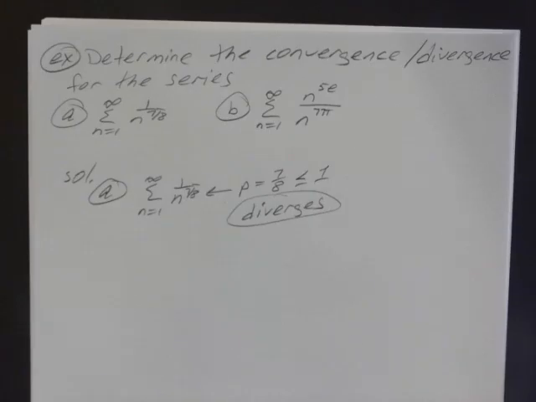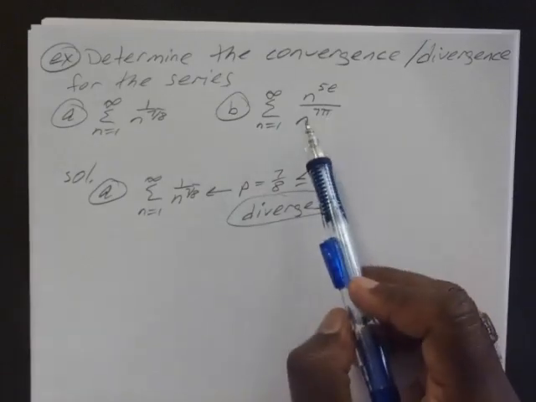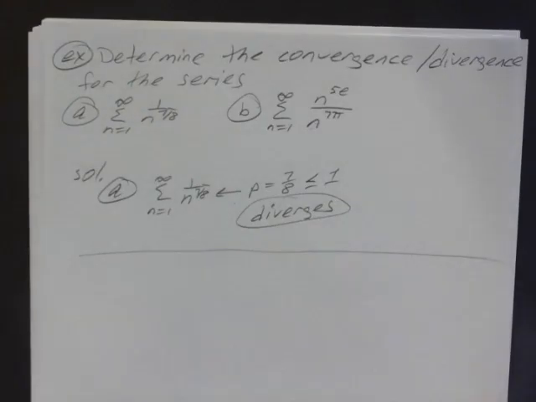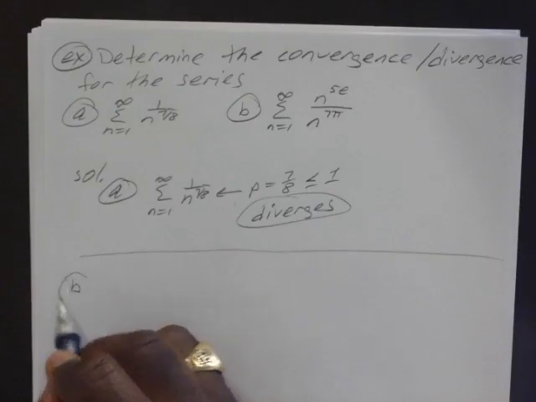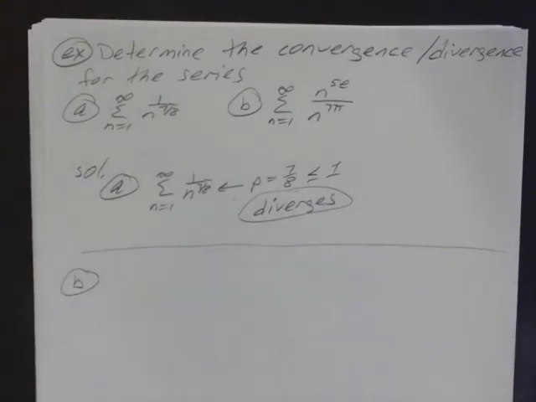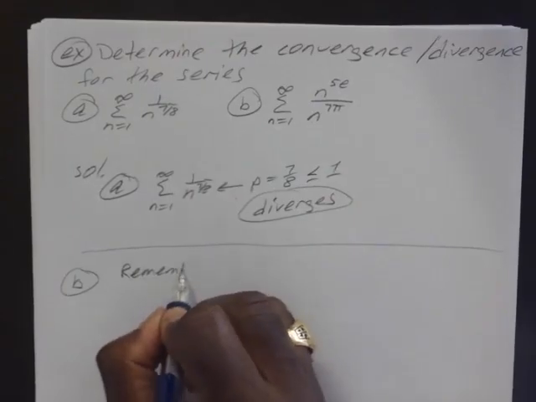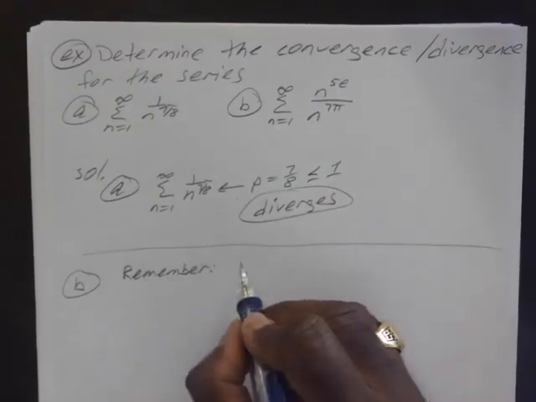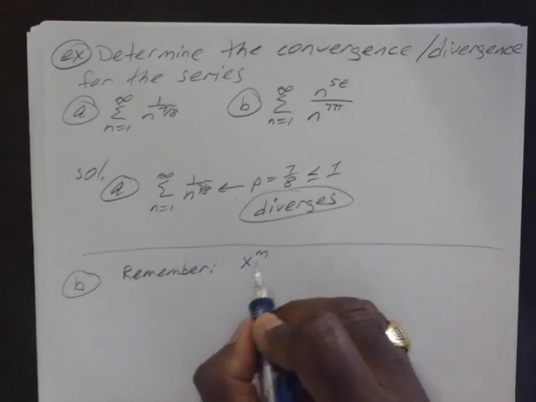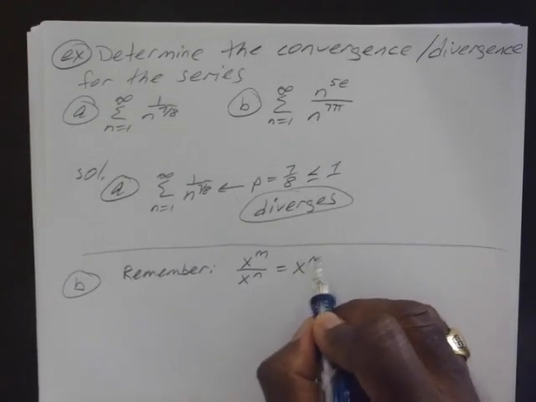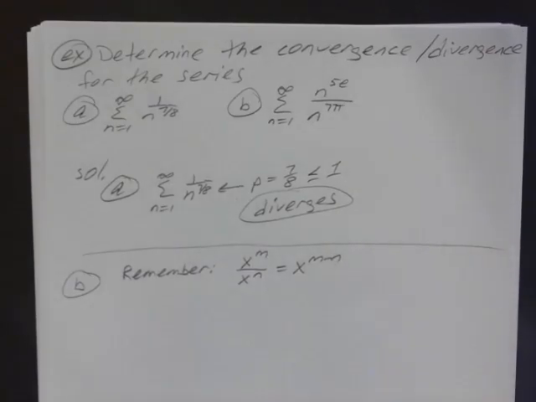Okay. Now with B, as long as your bases are the same, you can still put it in the p-series form. You just have to remember you have x to the power of m divided by x to the power of n. That's equal to x to the power of m minus n.